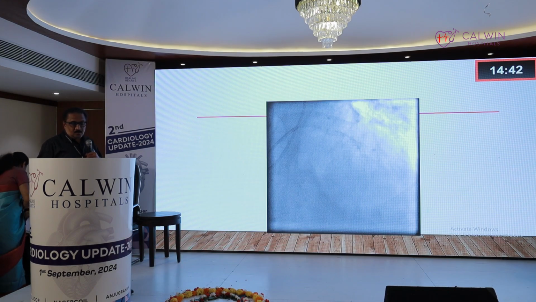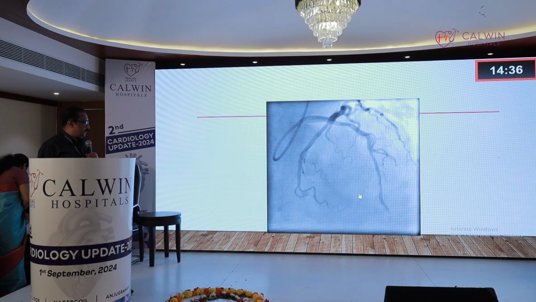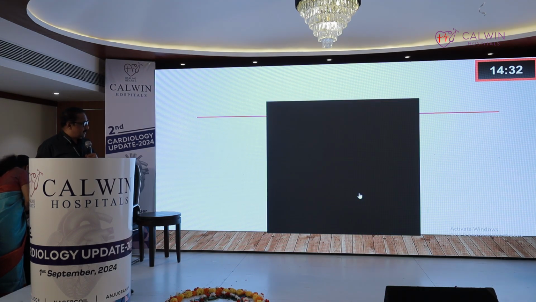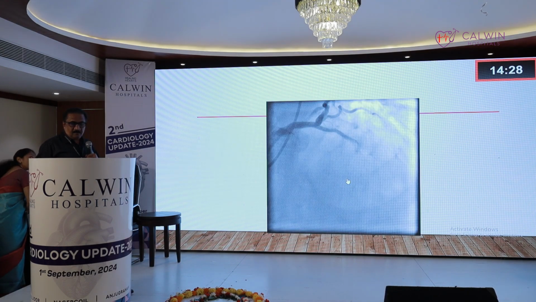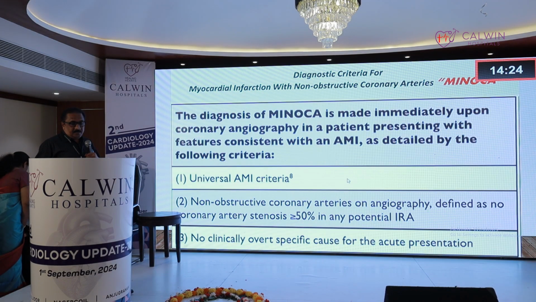So this can lead to microvascular problems, which classically cause the slow flow phenomenon that we see. So the coronary arteries are normal, but the microvasculature is obstructed, and that can lead to again one of the patterns of MINOCA. Basically, the diagnostic criteria for MINOCA is that it's made immediately after an angiogram.